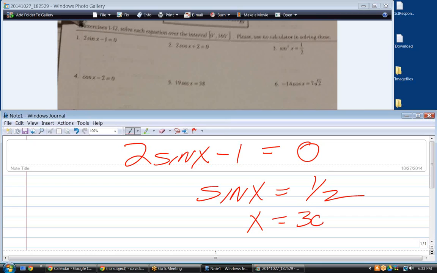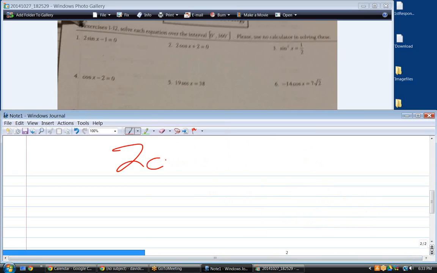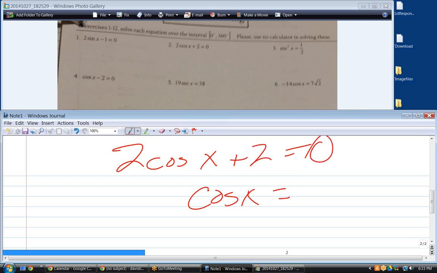Okay. That's one spot. There's always at least one more. And then the other one will be 150 degrees. Okay. Cosine x equals 1. Or no, -1. Okay. Where's that happen? And then x equals cosine inverse -1. Okay.